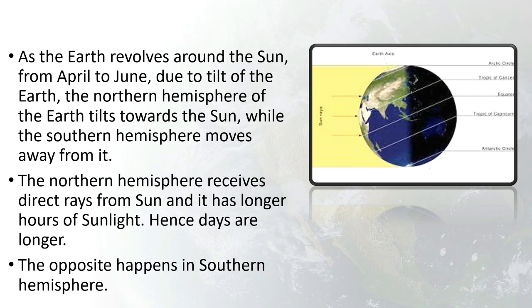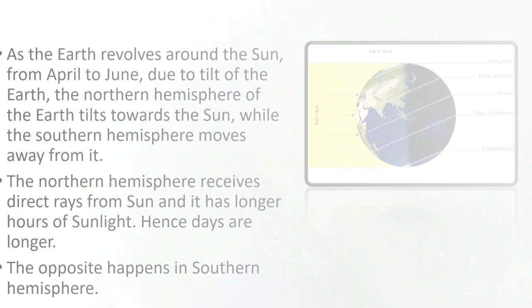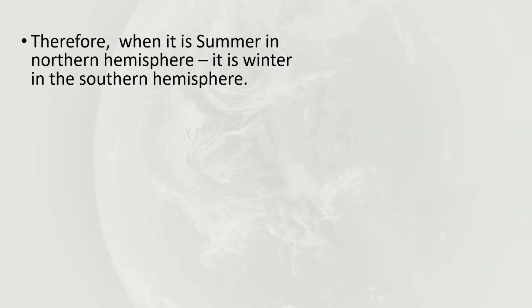The countries in this region receive slanted rays of the sun and hence less hours of sunlight. The days are short, sun rises and sets early. Therefore, when it is summer in the northern hemisphere, it is winter in the southern hemisphere.